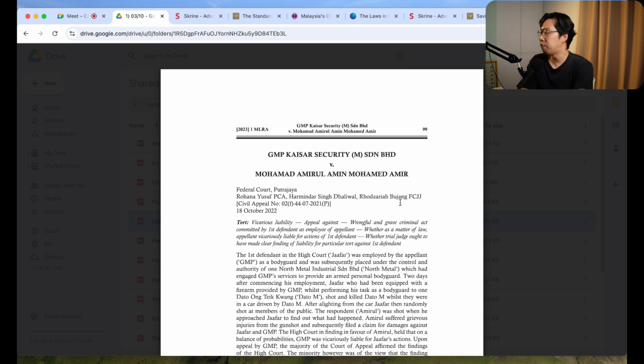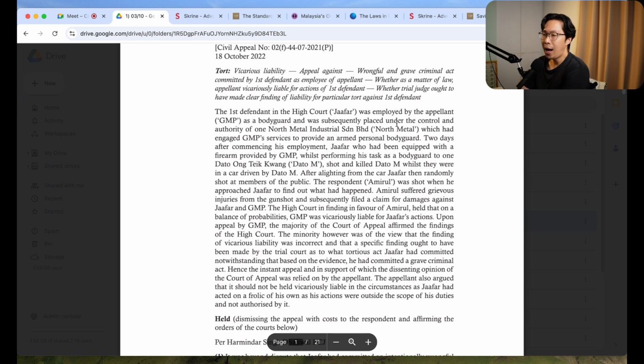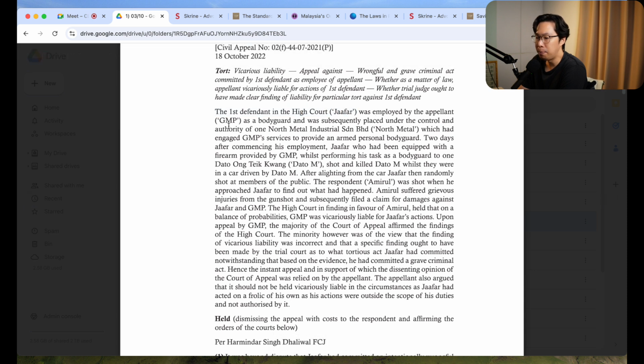GMP Kaisa, if you are from Penang, you know this case. There was this case in 2004, 3-4 years ago. Okay, there's this Dato'. He hired a bodyguard to protect him. Okay, go through the facts. The first defendant, Jafar, was employed by the GMP as a bodyguard and was subsequently placed under the control of the employer, which had engaged GMP's service to provide an armed personnel guard.